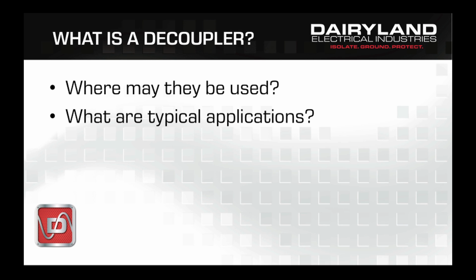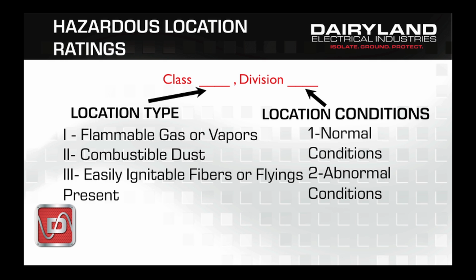Now that we have a very general idea of what a decoupler is, let's discuss two different aspects of decouplers: where they may be used, and what the typical applications are. The first thing we need to explore, in terms of the question of where decouplers are used, is an understanding of hazardous ratings. All electrical products rated for use in a hazardous environment are assigned a class and a division rating.